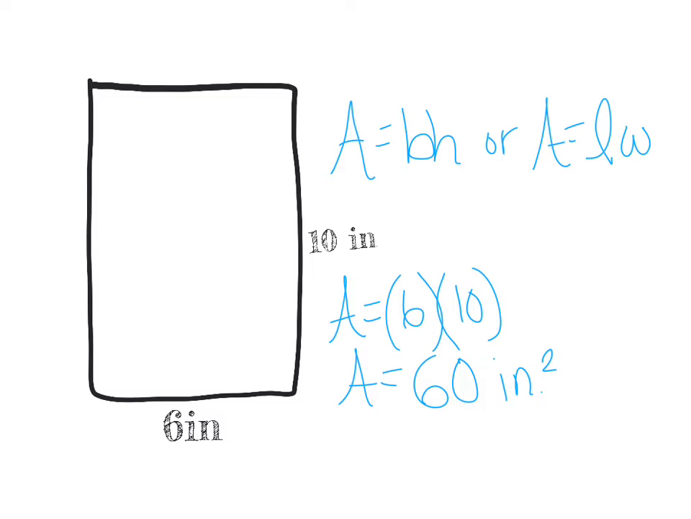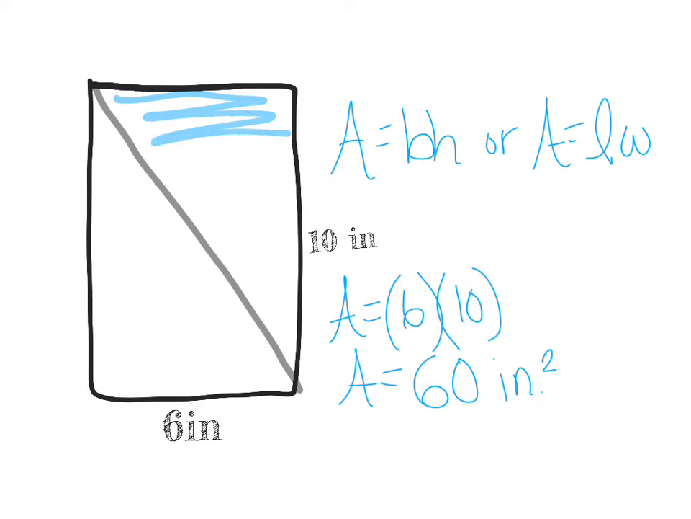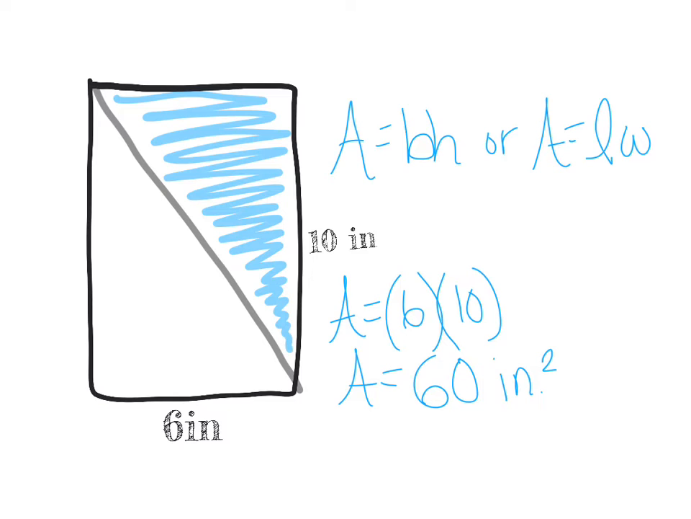We're going to explore what would happen if we cut this rectangle in half from corner to corner to form two triangles. Okay, so I just cut my rectangle in half to form two triangles. And if I wanted to figure out what the area is of just one of these triangles, I would probably just cut my answer in half. So instead of 60 inches, I would have 30 inches squared for just half.